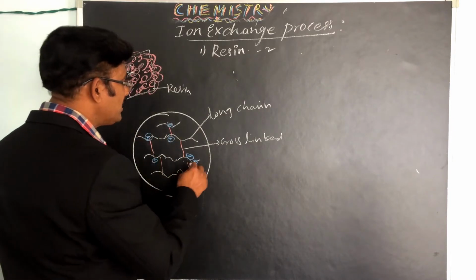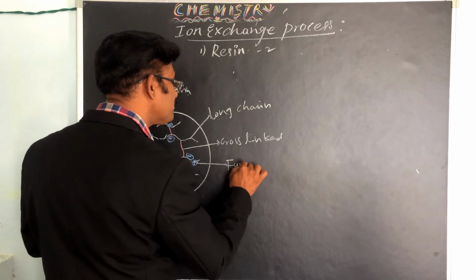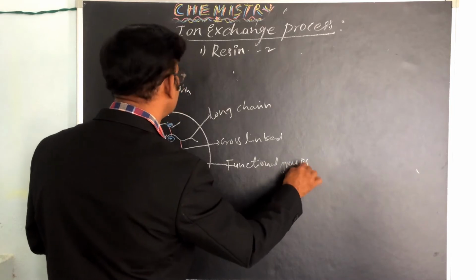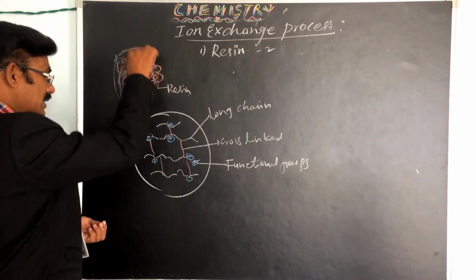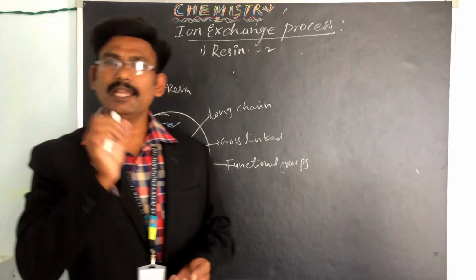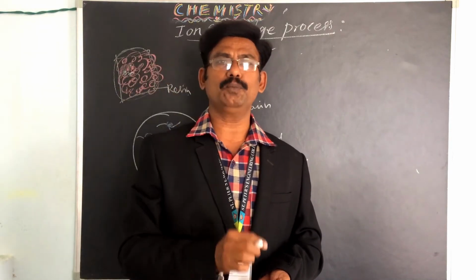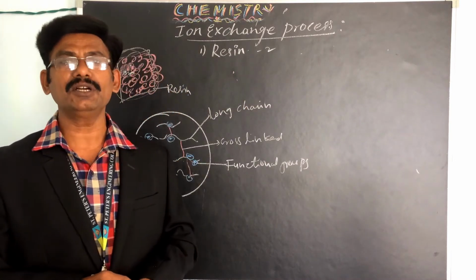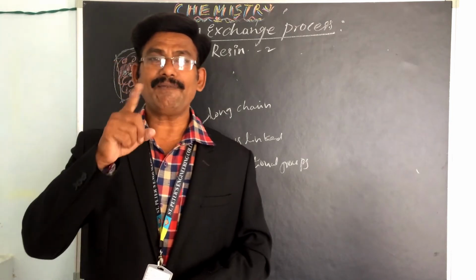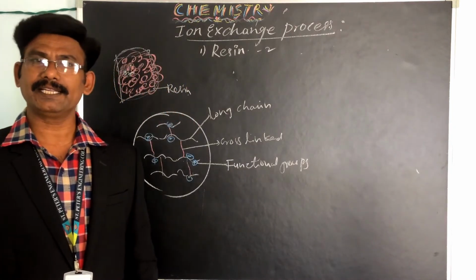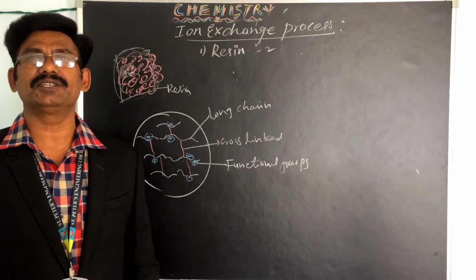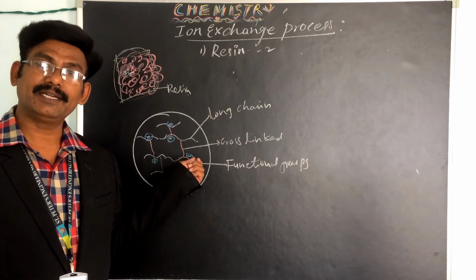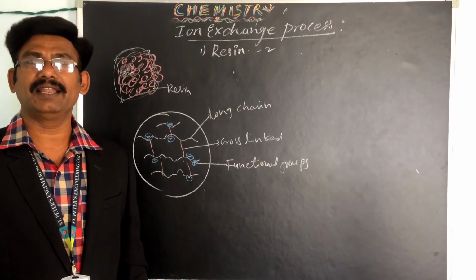These are the functional groups. So this is about the resin. Resin is a long chain organic polymer with a microporous structure, and the functional groups are attached to it. The functional groups are responsible for the ion exchange properties. If it is negative, it has one property, and if it is positive, a different property.